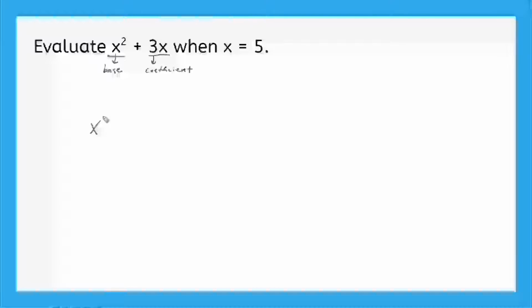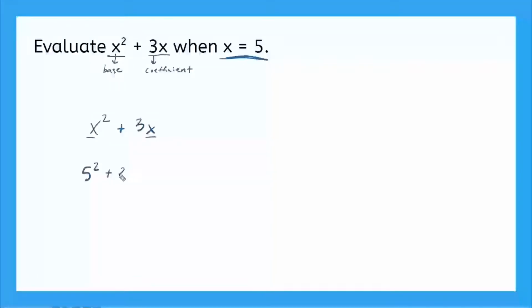So let's rewrite our expression in our own writing. It's x squared plus 3x. And remember what step 2 is. We're going to substitute our given value. So in this case, x is equal to 5. And I have variables in my first and my second term. So let's substitute those out. I'll have 5 squared plus 3 times 5. Remember, I use my parentheses because it's multiplication, not 35.